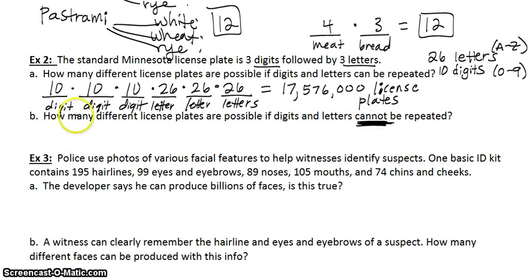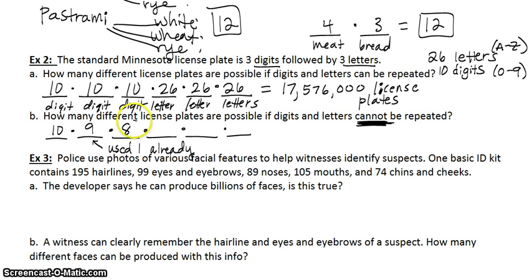All right, anyways, how many different license plates are possible if digits and letters cannot be repeated? So same situation, I still got 6 blanks because I'm going to have 3 digits and 3 letters, but here's the deal. It cannot be repeated. So the first time I pull from the digits group, I've got 10 digits still. But now, because I've already used 1, I now only have 9 digits left from that digits group. I used 1 of them already.